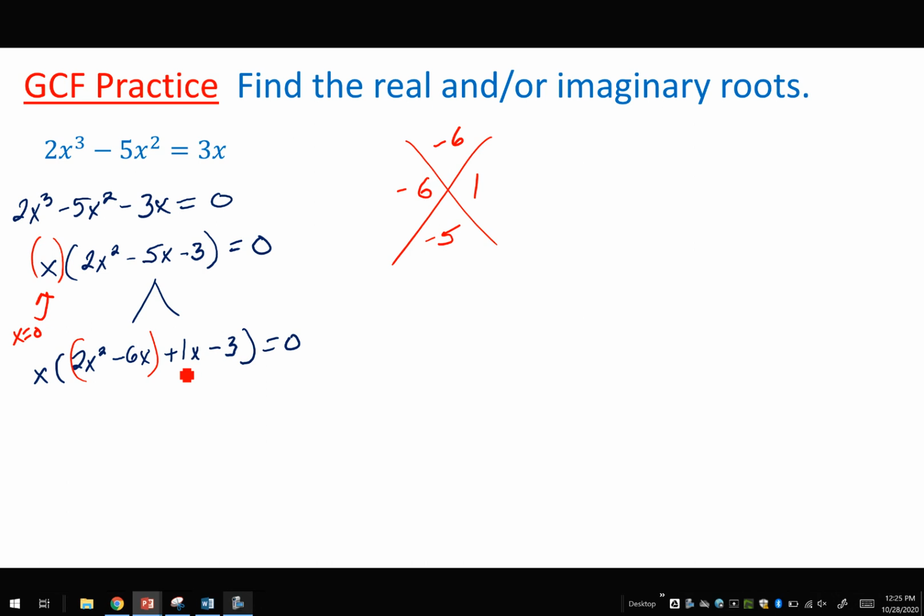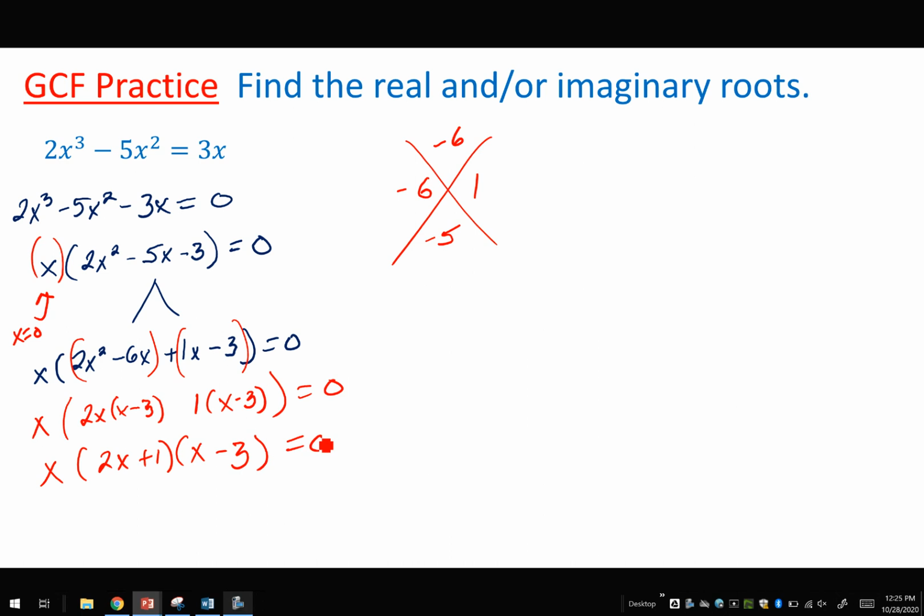From here, I'll do my groupings. Factor out a greatest common factor from that. So 2x squared minus 6x, I could factor out 2x, x minus 3. This one also has to be x minus 3. It already is, so really all I had to factor out was a 1. So I have x times this big set of parentheses equals 0. Putting it all together, 2x plus 1, x minus 3 equals 0. So I did my factoring of a degree 3 polynomial, a cubic, simply by factoring out a GCF. It left me with a quadratic, and then I can solve my quadratic. I can continue to factor my quadratic.